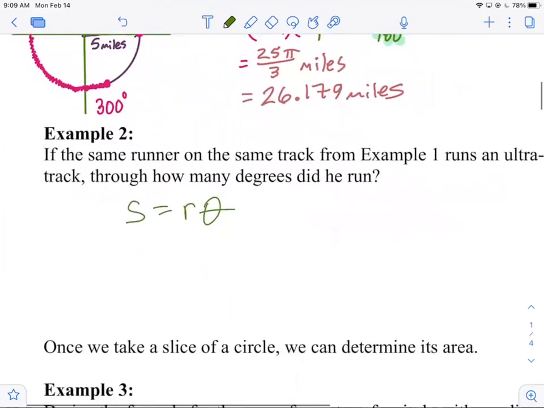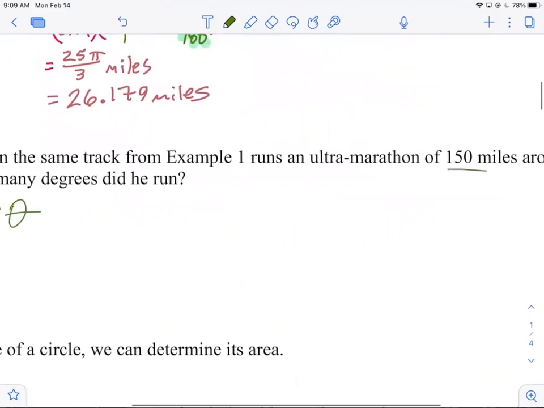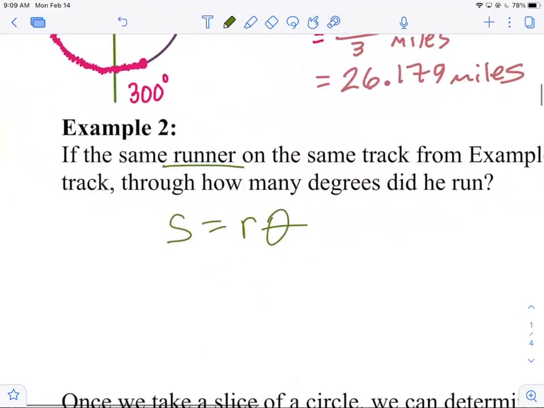Let's see what we got here. The same runner from example 1, ultra marathon of 150 miles. So what's that going to be in my formula? Is that going to be S, R, or theta, 150 miles? It's going to be S, right? Because he's going around the track. Now, he's probably going around more than once, right? But it's still called the arc length. So we'll plug in. We get 150 for S equals.